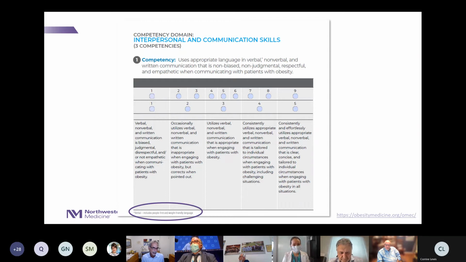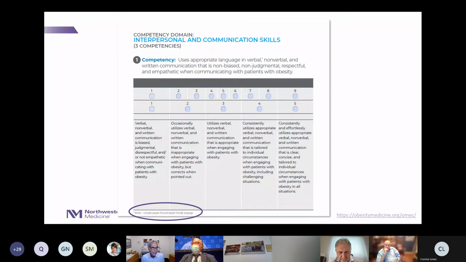So we developed a toolkit, and this is a screenshot from the OMIC toolkit, and the bottom right is the website. I've given an example, and this is what they look like. This happens to be an interpersonal communication skills competency. Competency 1 in communication says, uses appropriate language in verbal, nonverbal, and written communication that is non-biased, non-judgmental, respectful, and empathetic when communicating with patients with obesity. And circled at the bottom is talking about people-first language.